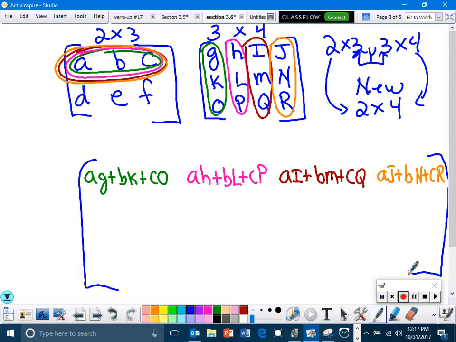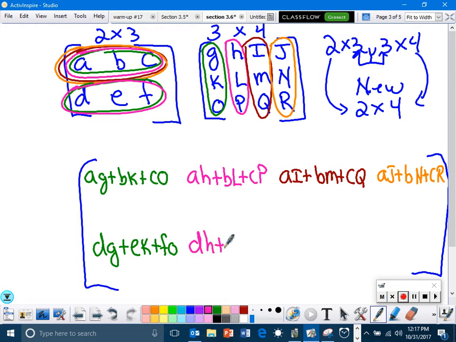Let's see here. I'll keep the colors the same. Now we'll do the bottom row. So bottom row, first column. D times G plus E times K plus F times O. Second row, second column. D times H plus E times L plus F times P.